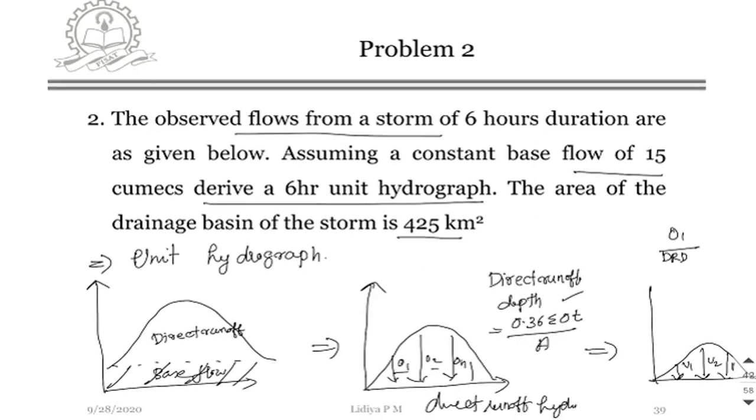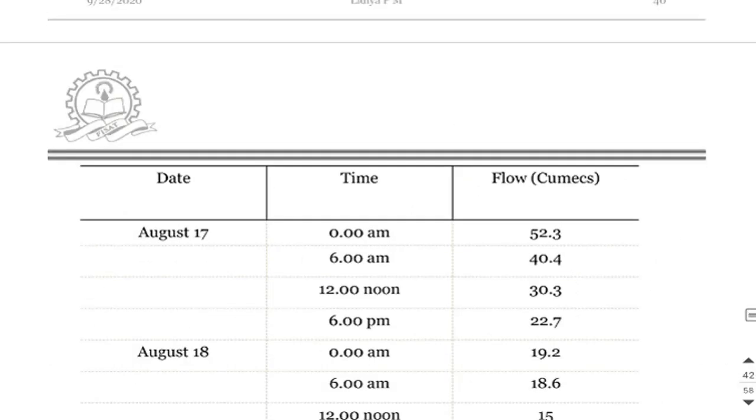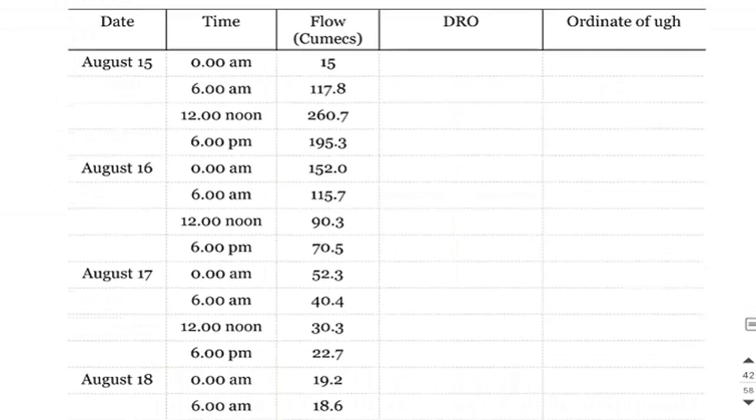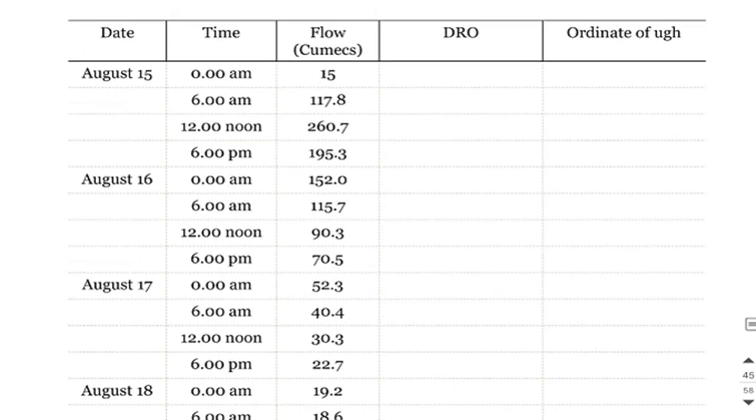Okay, so next we'll solve the question. So these are the data given. This represents the storm hydrograph ordinates. Then next, we have to find the direct runoff hydrograph, the ordinates of direct runoff. So this represents the direct runoff ordinates.